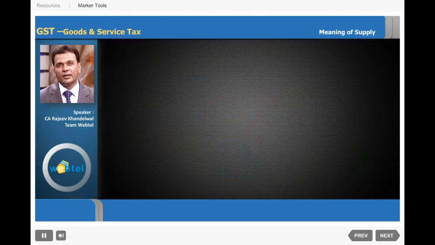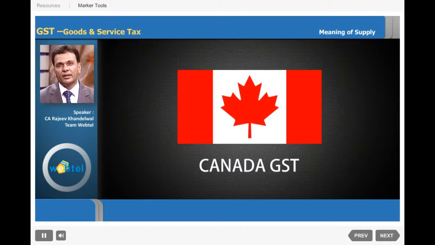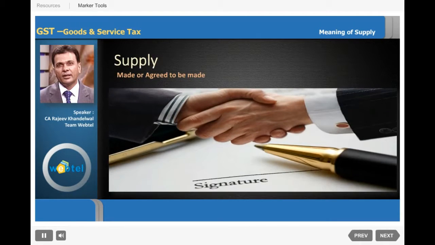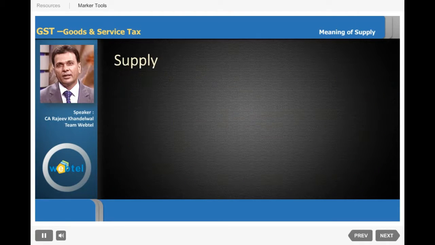This incidentally has been taken from Canadian GST, because the same terms have been used in GST in Canada. So these terms have been borrowed from there. Now, all these things, supply, whether it is made or agreed to be made, this is very important, because even if the supply has not been made, but it is agreed to be made, that will also in some cases be considered as supply.